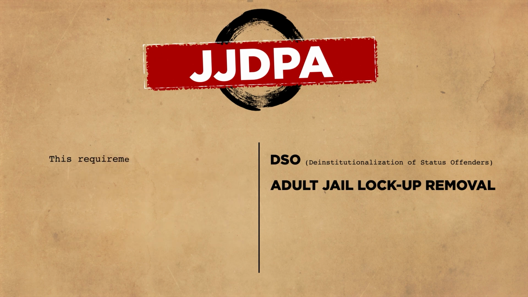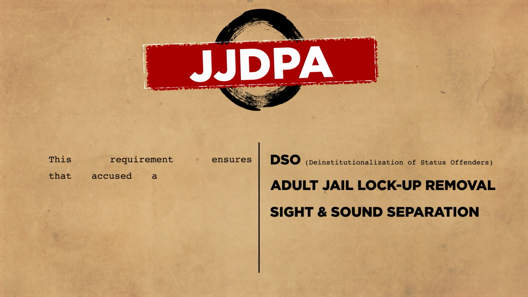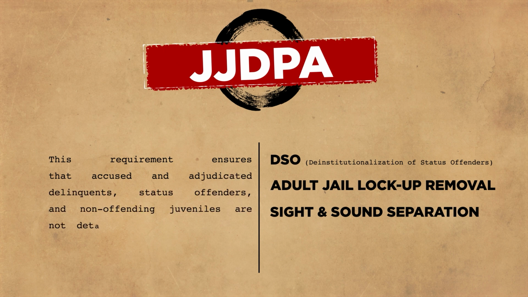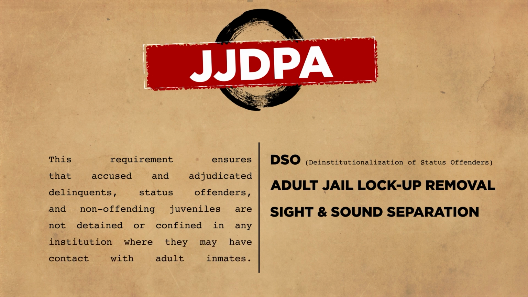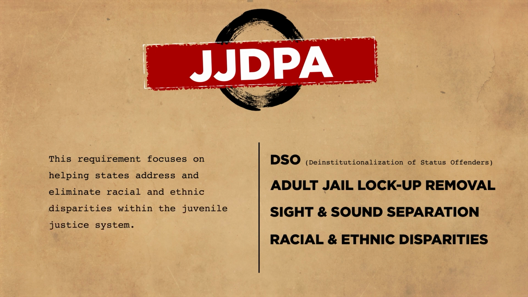Adult jail and lockup removal. This requirement focuses on removing juveniles from adult jails and detention facilities. Sight and sound separation. This requirement ensures that accused and adjudicated delinquents, status offenders, and non-offending juveniles are not detained or confined in any institution where they may have contact with adult inmates. And racial and ethnic disparities. This requirement focuses on helping states address and eliminate racial and ethnic disparities within the juvenile justice system.